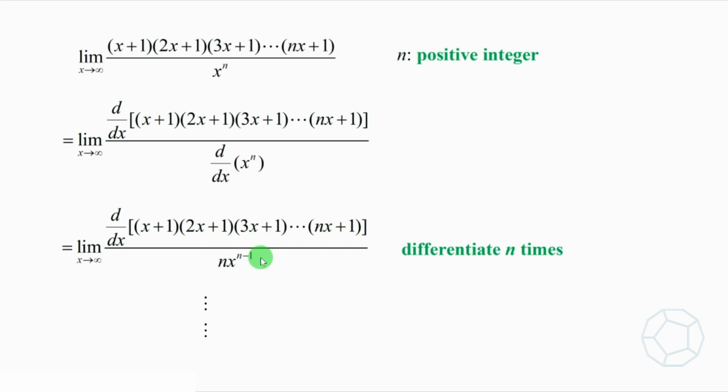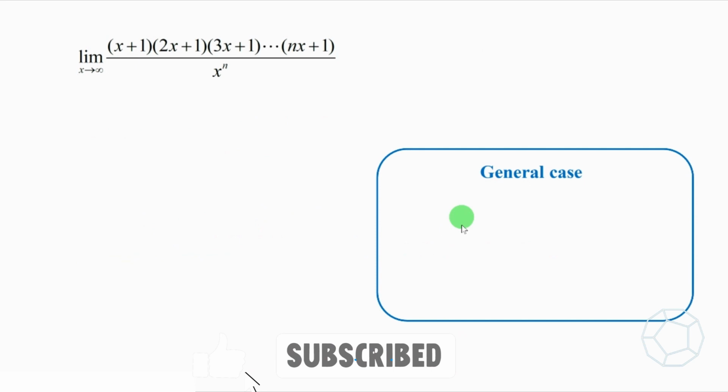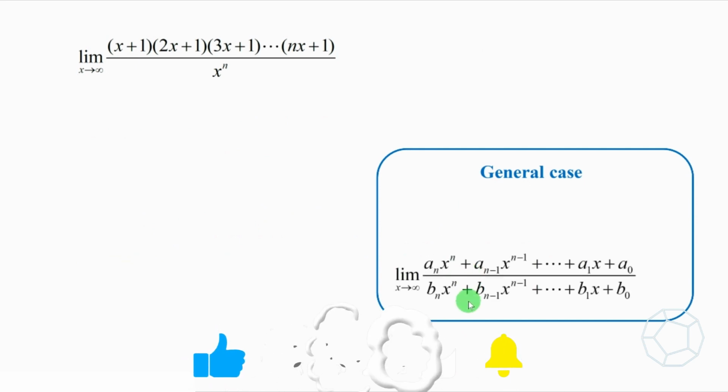On top of that, it's not easy to find the derivative of the numerator because it is a product of n terms. In this case, we believe that L'Hopital's rule works, but it is too complicated. Instead, we look at the structure of the limit. Consider the general case where both the numerator and the denominator are polynomials of degree n.